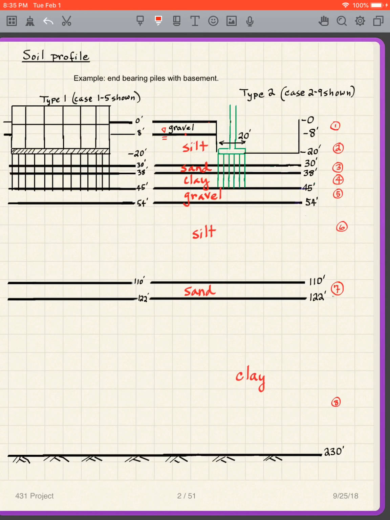And what we're looking at here is, for instance, we're putting these piles down here. We're trying to get them down to the gravel. And then in another situation, we're going to take piles down to the sand. So those are the cases we're going to look at. And of course, we're going to do this for both the type 1 and type 2 foundations.